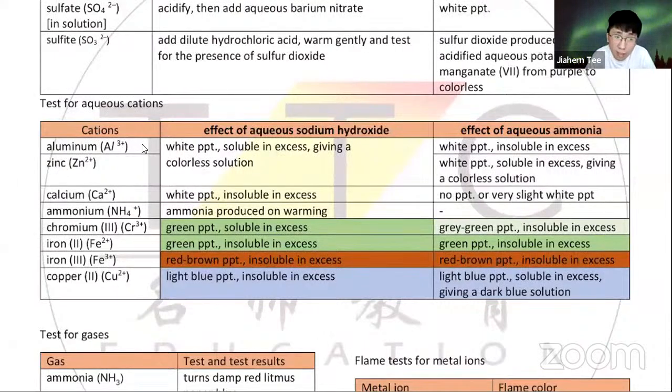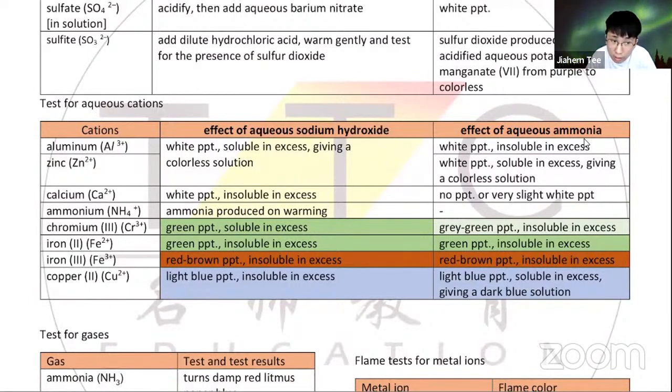So we have aluminium and zinc, which are quite similar. You see, by adding the first chemical, aqueous sodium hydroxide, and then the effect of aqueous ammonia, it means for every cation we actually add two chemicals, one after the other. So what's the meaning of it? Why do we have to do two reactions here? Because by adding the first chemical, the sodium hydroxide, you can't differentiate aluminium and zinc. Why? Because they show the same observation. You get white precipitate, soluble in excess, giving a colorless solution. So technically, aluminium and zinc, you can't know unless you do the ammonia test.